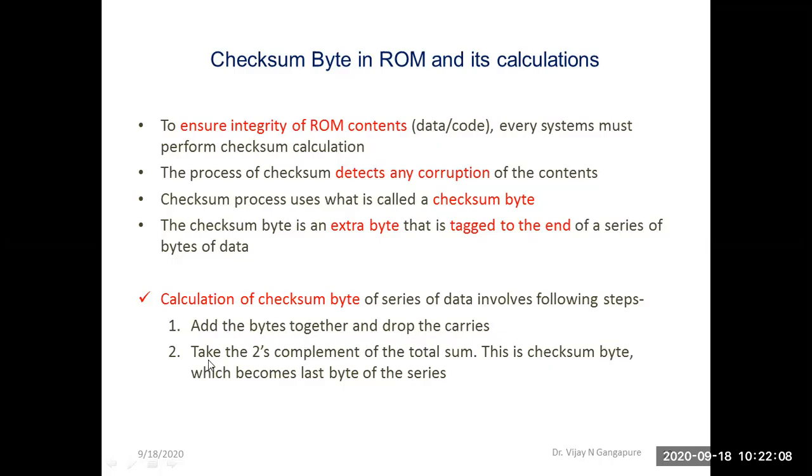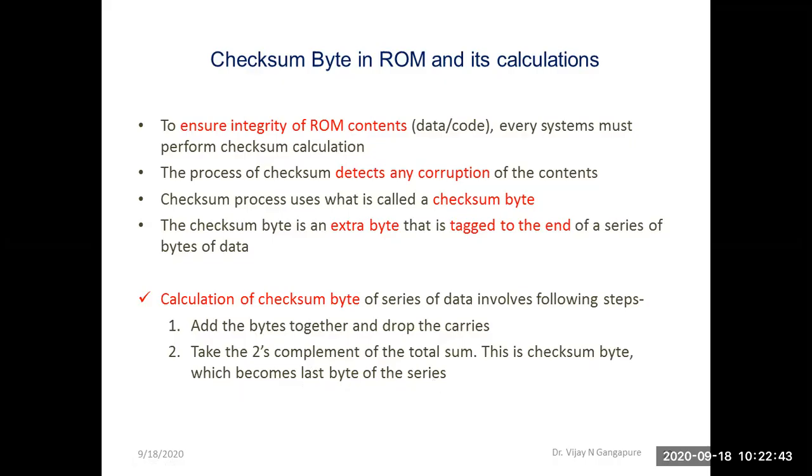Then we take the 2's complement of that byte, that is the sum. Whatever byte we get after taking the 2's complement is called the checksum byte, and it becomes the last byte of the series. That checksum byte is appended at the end to the contents of the hex file, that is the series of bytes, and it gets written with the checksum byte at the end on the program ROM. In this way we can calculate the checksum byte.